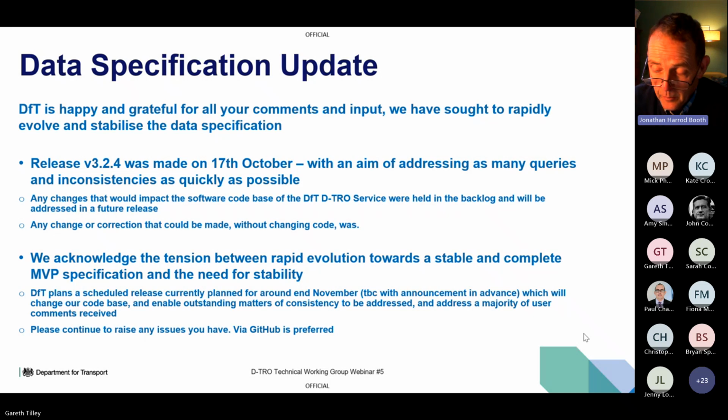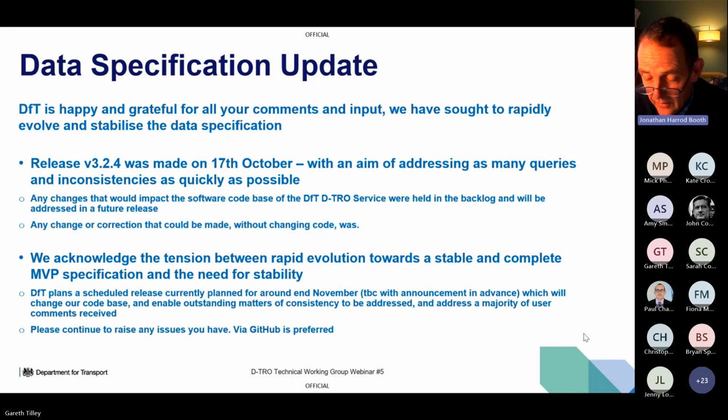Just before private beta went live, we released version 3.2.3, and fairly quickly we got a raft of comments come in, mainly through GitHub, which is great because that means everybody can see them, but some by email direct. We triaged them and figured out how to address them, and we released version 3.2.4 on the 17th of October, just after private beta went live. The aim was to address as many of the queries and inconsistencies as possible.